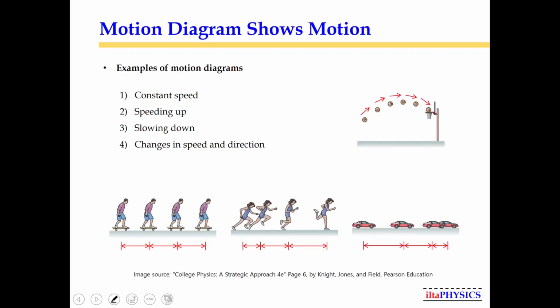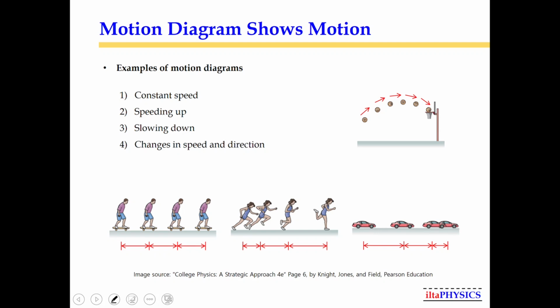Now let's look at some examples of motion diagrams. Here we have motion diagrams of different kinds of motion taken at equal time intervals. Let's describe them one by one. In the first diagram, you see a person on a skateboard photographed at 1-second intervals. The positions are evenly spaced, meaning the person is moving at a constant speed.